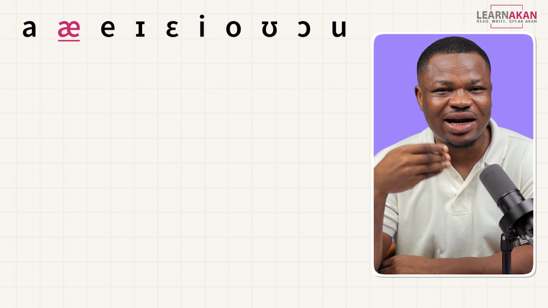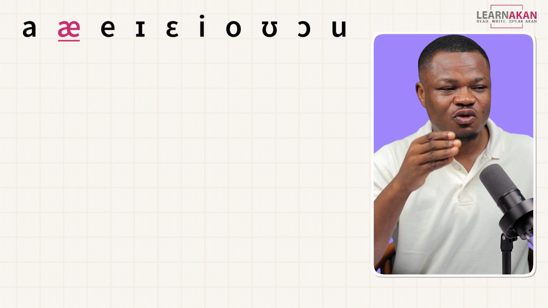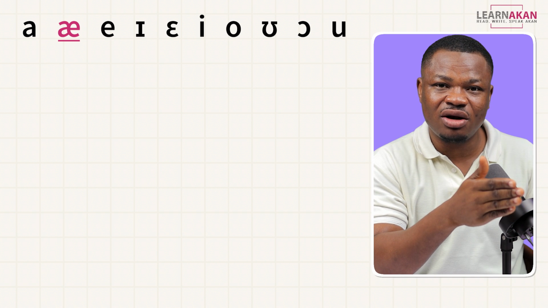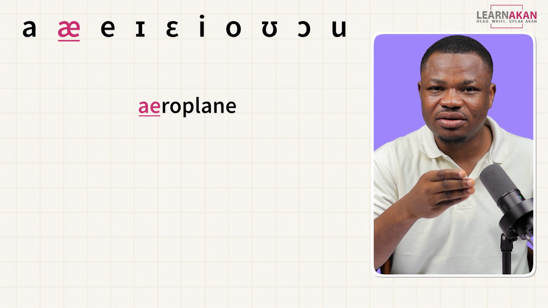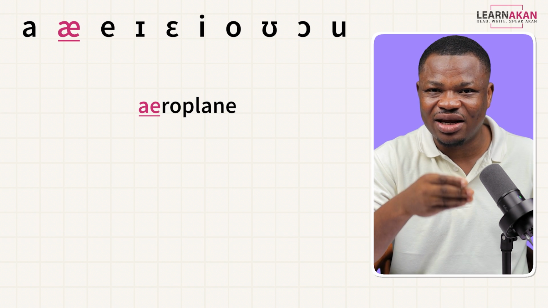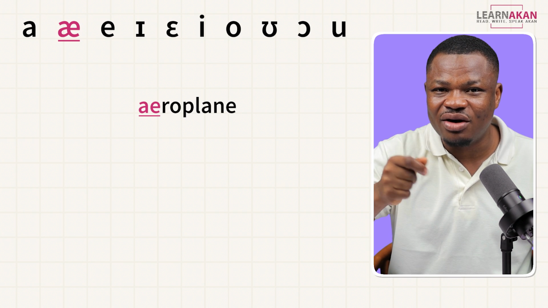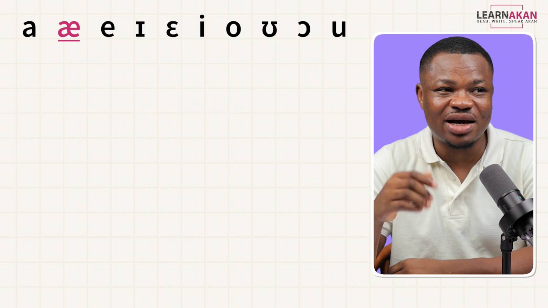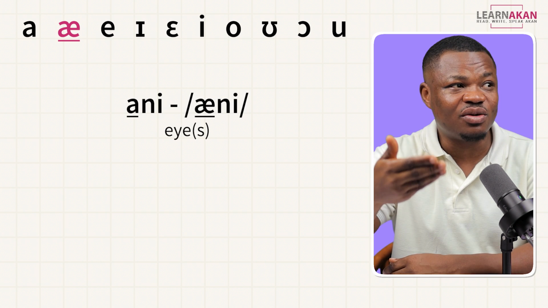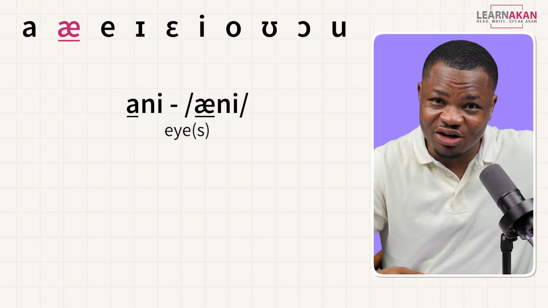So the closest sound that I can think of from English will be the sound that you make at the beginning of a word like aeroplane. Okay, so at the beginning we have aeroplane. So that sound, that is it. So for word examples, we have any, like we looked at in the vowel harmony introduction.